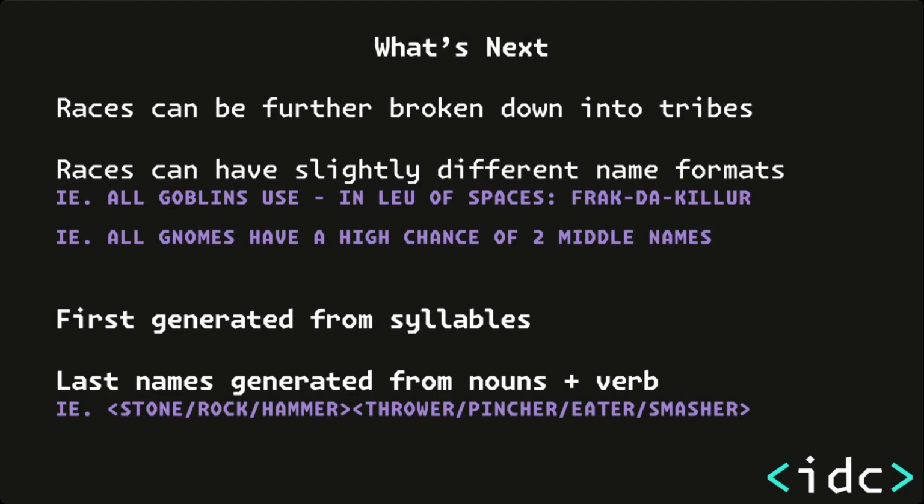What could we do next? Well, we could break races further down into tribes, or maybe different countries of origin. Races could have slightly different name formats. Perhaps all goblins use a dash in lieu of spaces, or have multiple middle names. We could generate first names from syllables, or we could generate last names from something like noun plus verb: stone pincher, rock smasher, hammer thrower. Now I really think you could see that the sky's the limit.